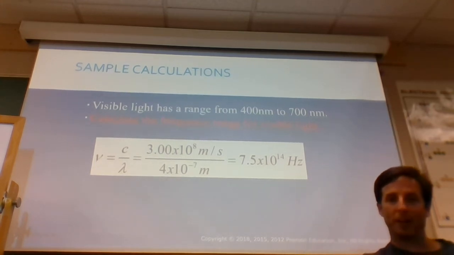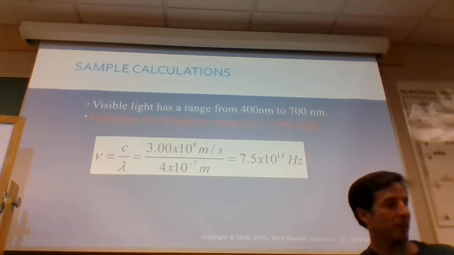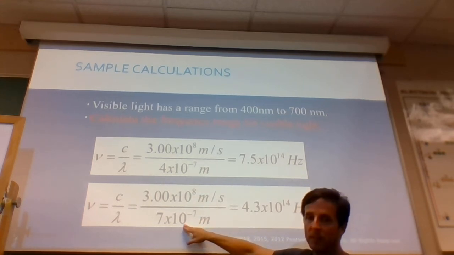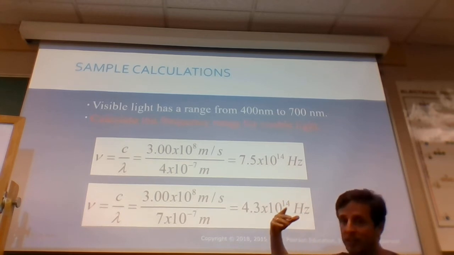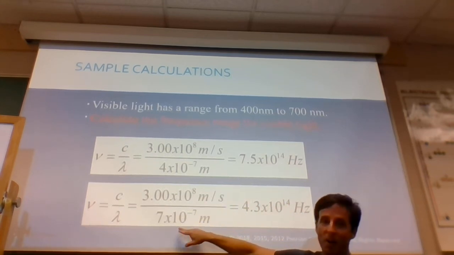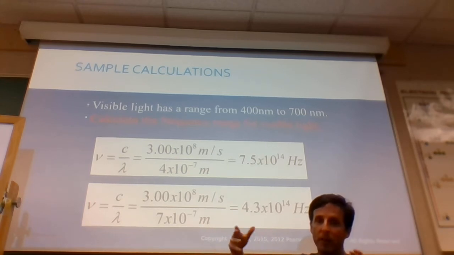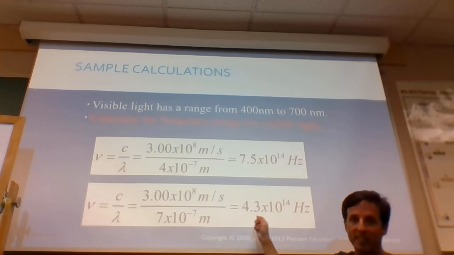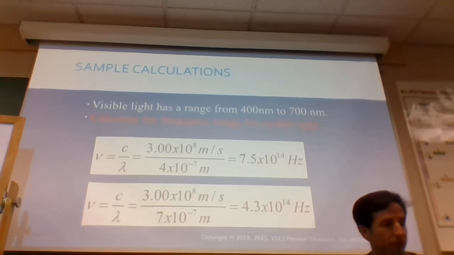I can then do the calculation again for the red side, which is going to be my 700 nanometers. Set it up the same way, speed of light over the wavelength to get this frequency. Now notice the second problem had a higher wavelength, but we said wavelength and frequency are inversely proportional. So the one that had a higher wavelength actually gave me a smaller frequency value. When one goes up, the other one goes down.